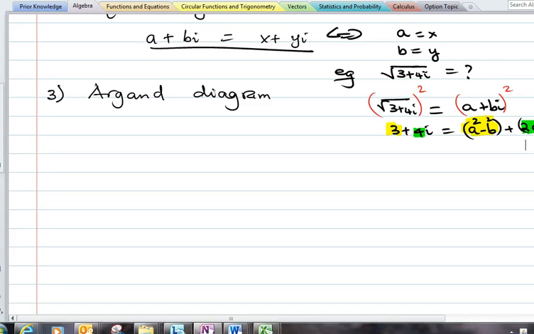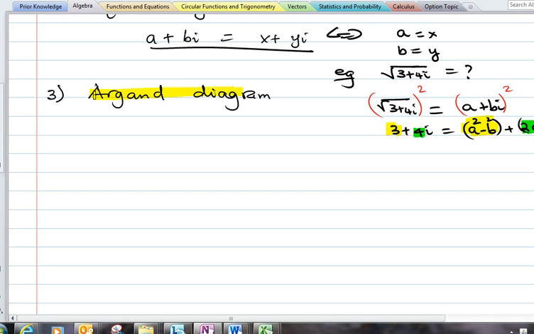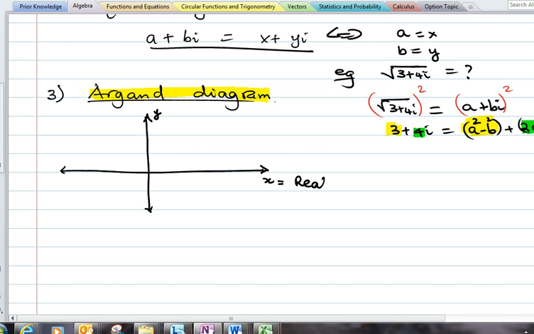The next thing after the algebra of numbers is the Argand diagram, or the way to represent complex numbers on the XY axis, which is called the Argand diagram. So normally the Cartesian plane has got X and Y as the two axes. When representing complex numbers, we need to remember that this plane translates to the x-axis being the real axis and the y-axis being the imaginary axis.